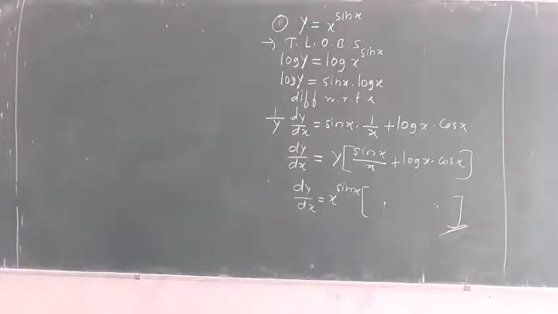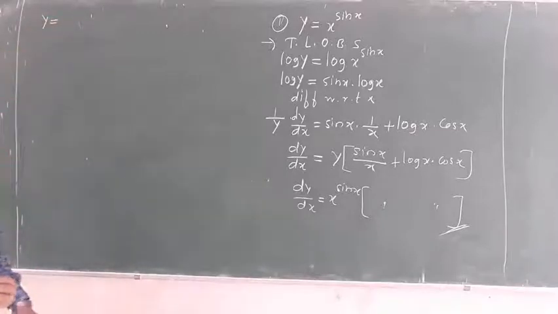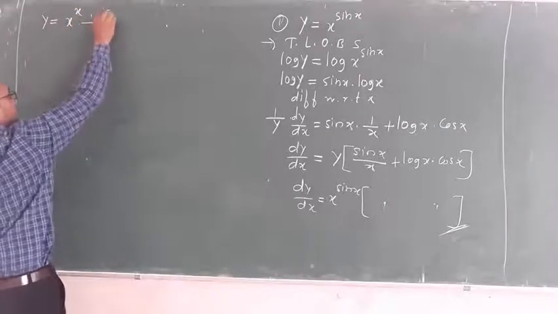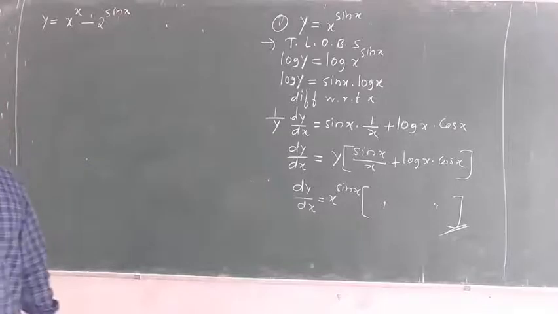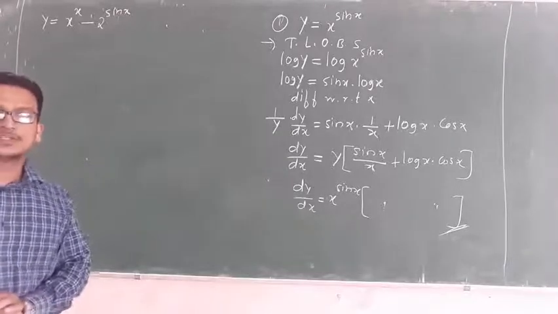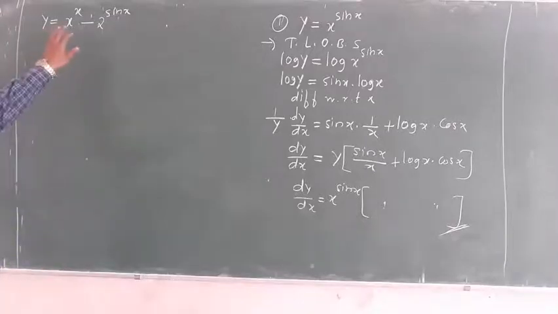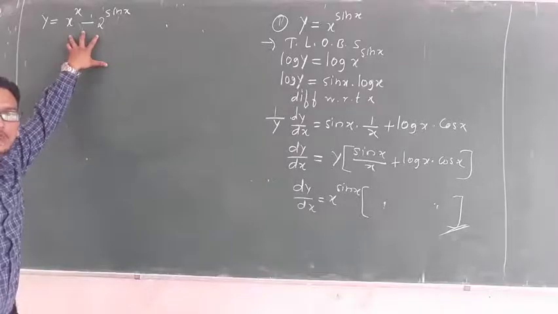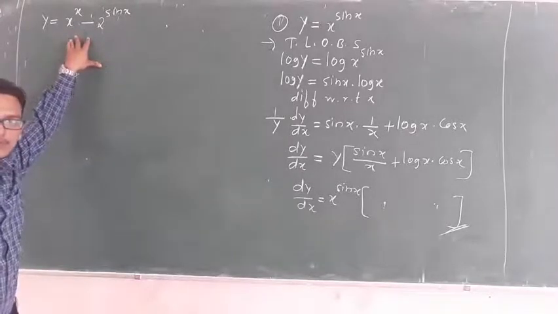So the next example, y is equals to x to the power x minus 2 to the power sin x. Whenever y is the sum or difference of two or more functions, then you don't directly take log on both the sides.